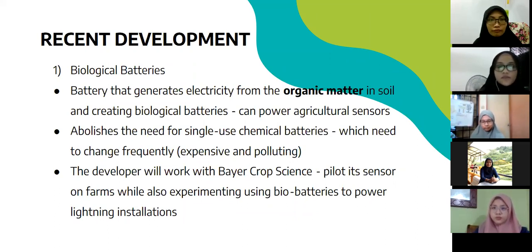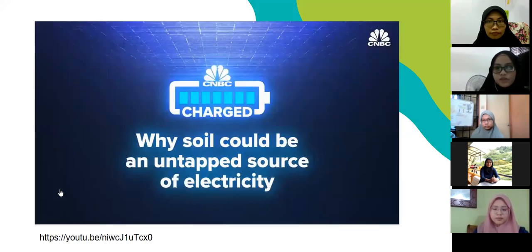The developer will work with Bayer Crop Science to pilot its sensor on farms while also experimenting with using biobatteries to power lighting installations. Let's watch a short video on how this battery works.